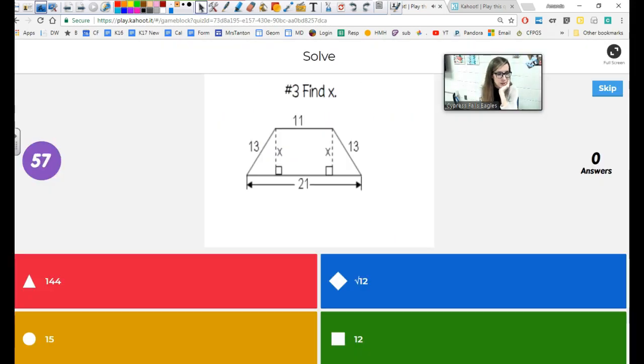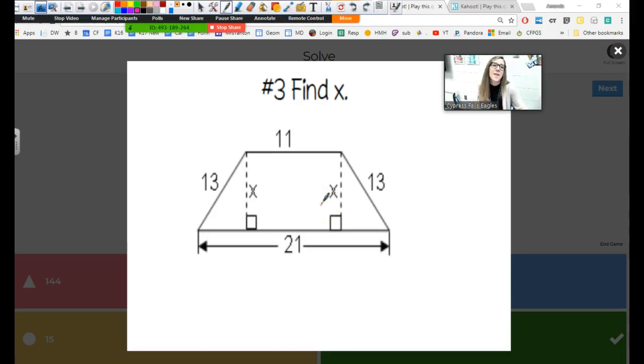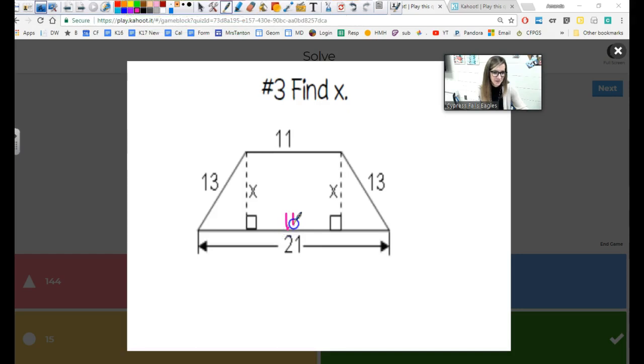Solve for x. Pause it if you're watching the video and work it out. Amazing job, guys. I'll go over it just to make sure. What'd y'all do first? Very good. 21 minus 11 gives us 10, and we get to spread it out between these two segments.